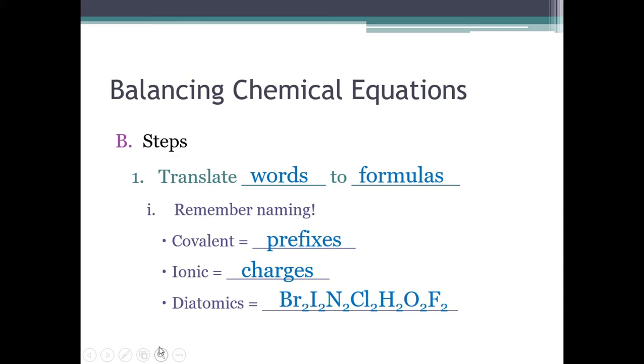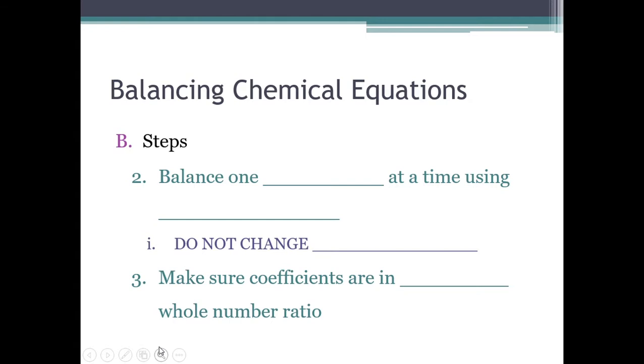That's old. That's not a new thing. Here is a new thing. You need to balance one element at a time using coefficients, using the big numbers out front. Do not, under any circumstances, change the subscripts. Don't change the little numbers. That is changing the compound. That is breaking the rules. Don't break the rules. We're going to change the coefficients out front. You'll change one element at a time, making sure they are balanced. Balanced meaning same number on the left side, the reactants, and the right side, the products.